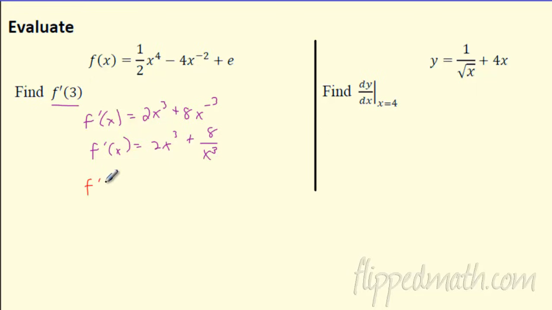I want to find the f prime of 3. So this means what is the derivative when x is 3? Plug this bad boy in here. And now it's just a matter of cleaning this thing up. So 3 cubed is 27. Times it by 2 should be 54. And over 8 over 3 cubed is 27.